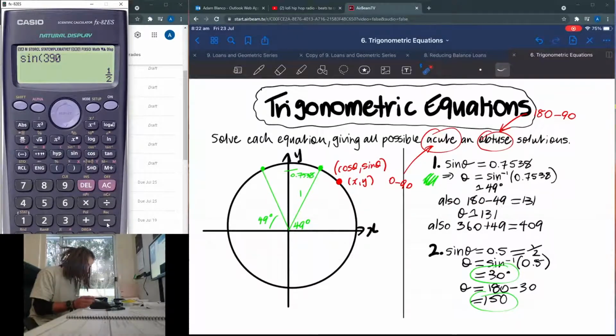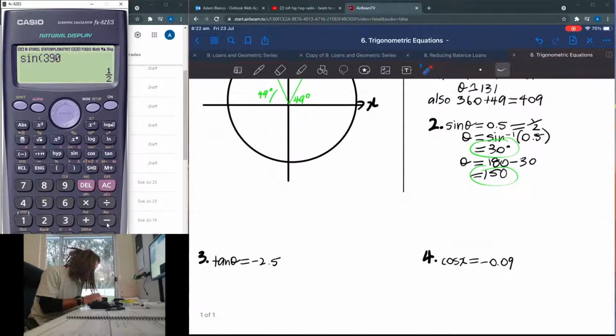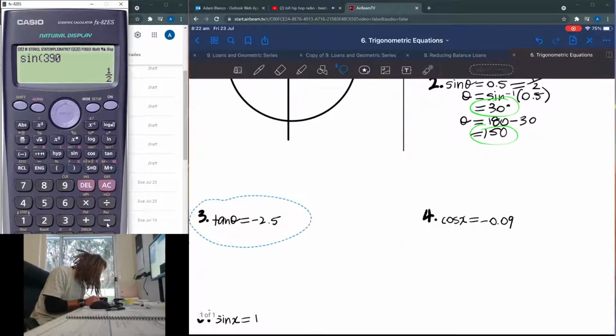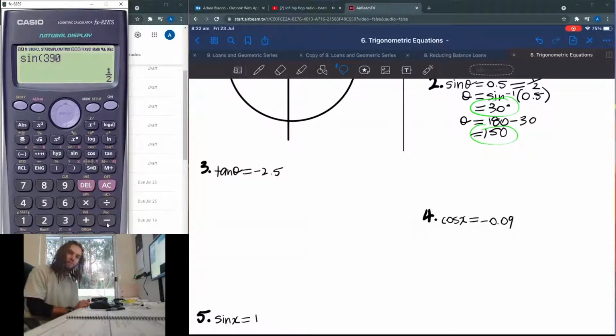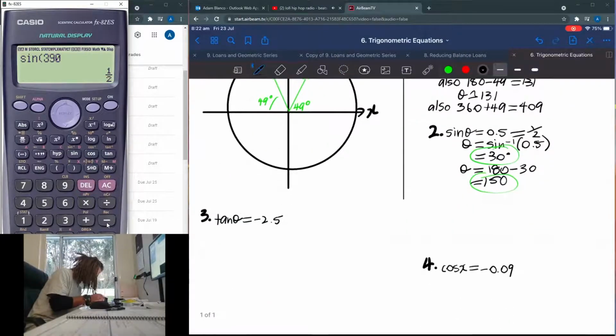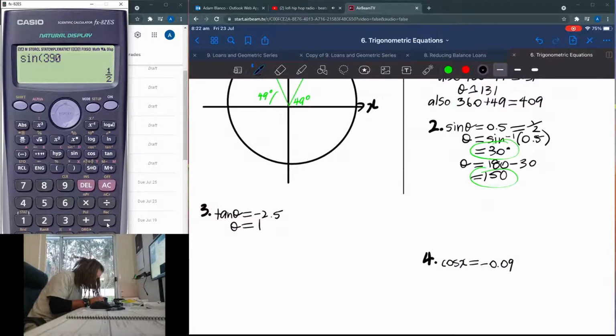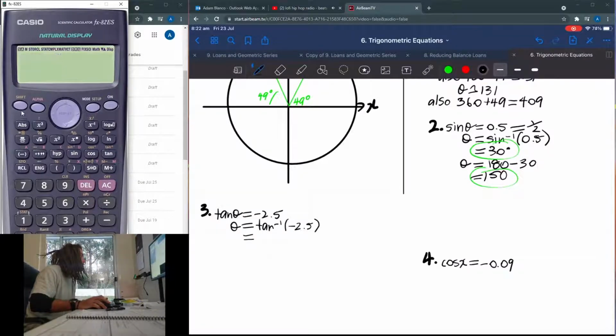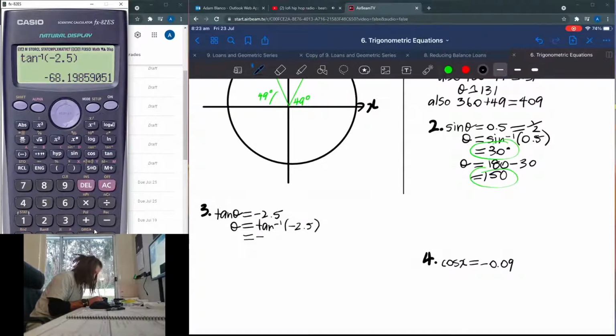Now, we've only dealt with the positive cases. Let's deal with something that's negative. So tan, let me move this up. Tan negative 2.5. So what even is that? Well, firstly, let's just do this. So theta equals tan inverse of negative 2.5. I can type that in. So shift tan negative 2.5. Okay. Negative 68. Is that right? Is that what I've got there? Okay.